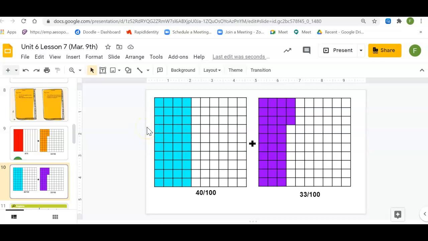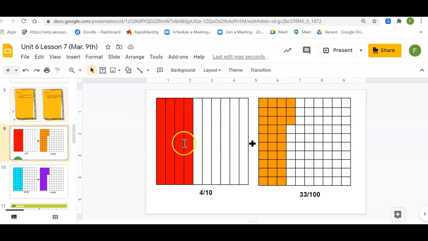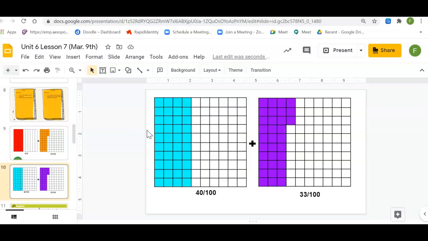If you can see the 40/10 and the 4/10, they take up the same amount of shaded area. They are equivalent to each other. That's why the answer was the same for both of the equations. Remember, you can pause this video as often as you like.